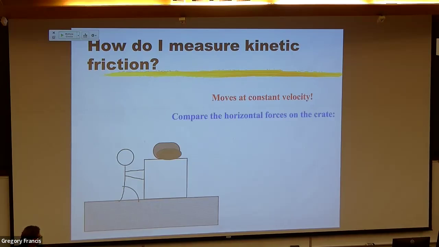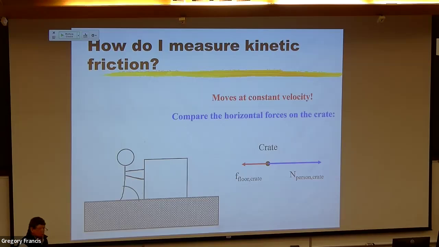And for simplicity, let's get rid of that rock. We'll bring it back in just a little bit. But for now, let's just forget about the rock. If I look at the horizontal forces on the crate, I have my push on the crate and the friction force by the floor on the crate. And I made the blue one bigger than the red one because it's moving to the right.